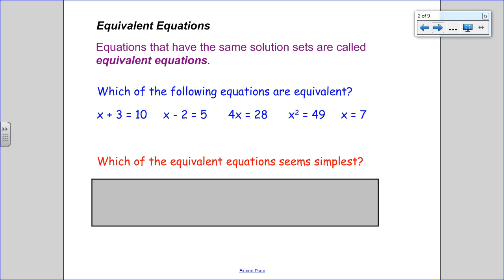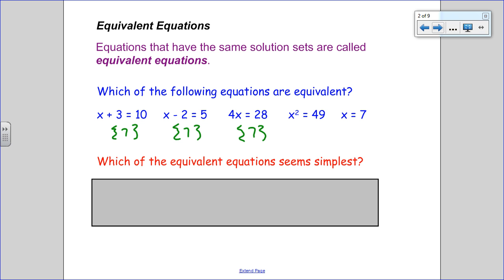Equations that have the same solution set are called equivalent equations. Let's look at the 5 equations in the middle of the slide and discuss which ones are equivalent. The first equation has a solution set that contains one number, the number 7, since 7 plus 3 equals 10. We can also see that the solution set of the second equation contains only the number 7. 7 minus 2 equals 5. Since 4 times 7 equals 28, the third equation also has the same solution set.